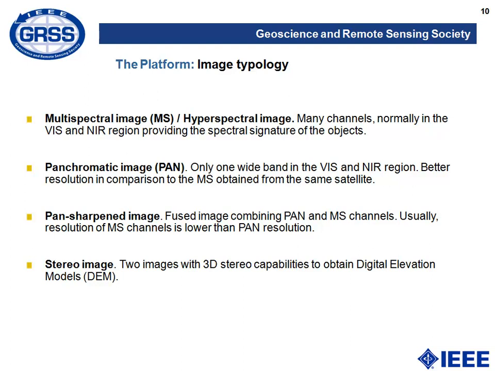with the same sort of sensor as a source, we have better spatial resolution on panchromatic images than multispectral ones. Pansharpened images are fused images combining panchromatic and multispectral channels. Normally, we use the better spatial resolution of the panchromatic images with the multispectral texture of different spectral signatures.